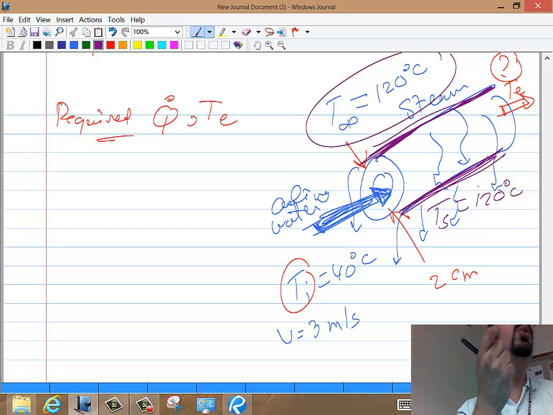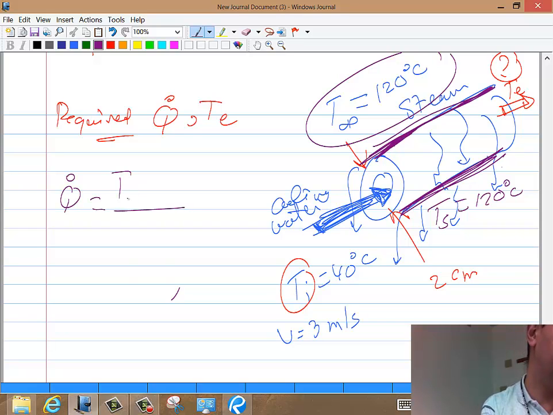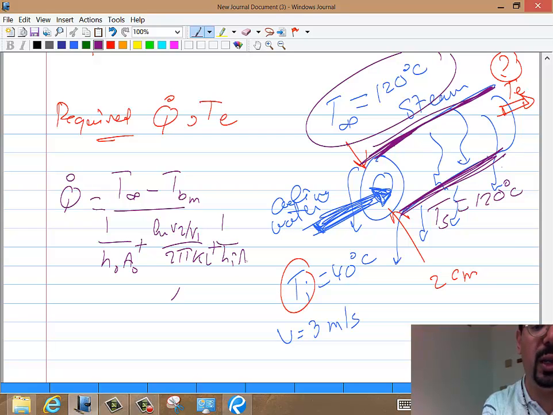It doesn't mean that it's always 0. We will be able to calculate it, but it's really, really small. Just like the conduction is really, really small compared to that convection. So now the Q dot is the T infinity minus the T bulk mean over 1 over H out area out plus ln R2 over R1 over 2 pi KL plus 1 over HI area I, and I'm going to neglect this guy. I will say it's very, very small, and I will neglect this guy also.